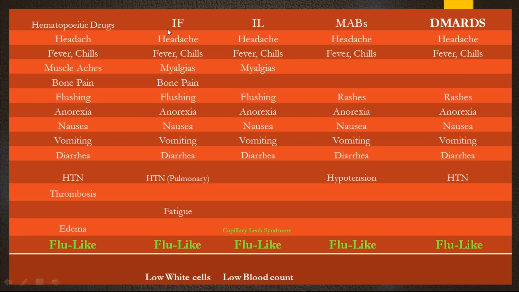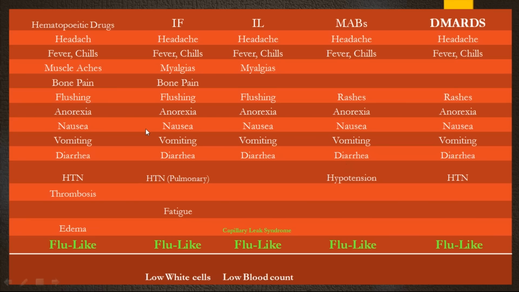We have IF, the interferon, and IL, the interleukin. Those are communication. So interferon is going to interfere with the multiplication of the viruses. The interleukin is the communication between lymphocytes. Interleukin, white cell, leukin, so white lymphocytes. They are going to mark the cells that contain virus inside to be destroyed. MABs are the monoclonal antibodies, and the DMARDs are going to be used for arthritis.